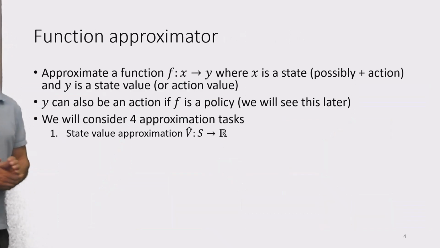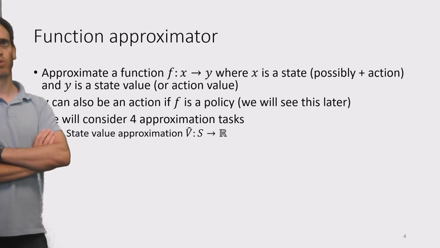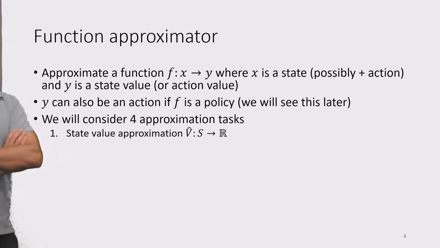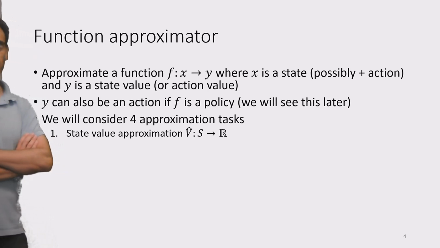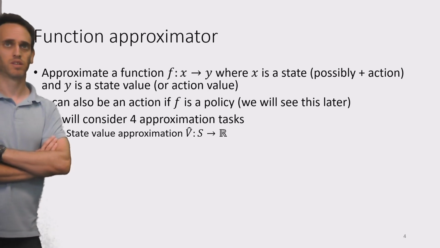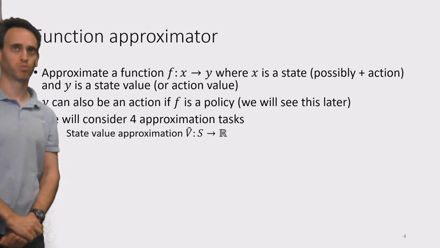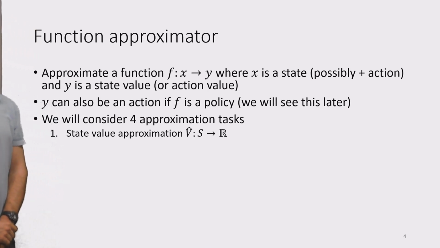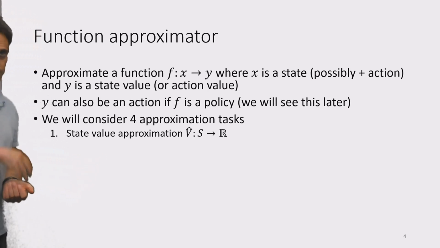So just as a reminder, we use function approximators as mappings from some x, usually a vector representing our state, possibly with action if we're trying to approximate Q values. If we're trying to approximate state values, then it's only a state. The x is the input to our function approximator, so that would be the state, and y would be the state value, or action value if we're trying to learn Q values.